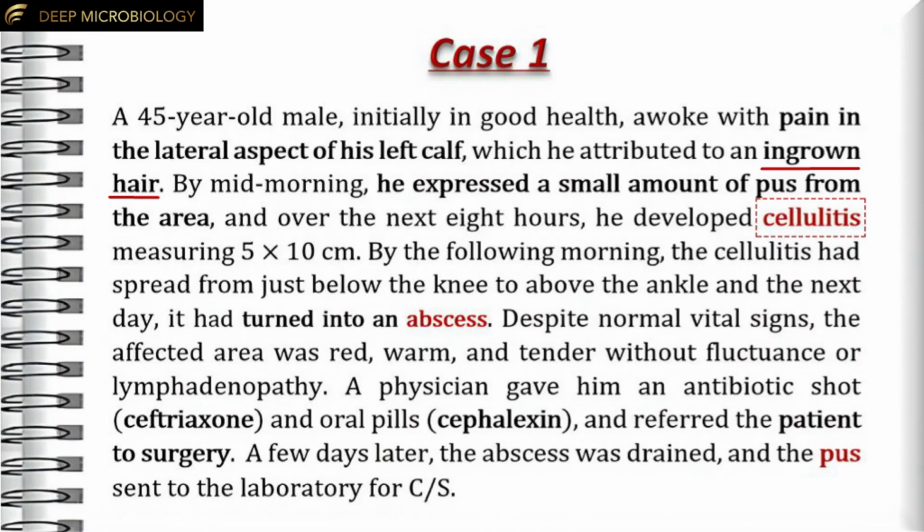By the following morning, the cellulitis had spread from just below the knee to above the ankle, and the next day, it had turned into an abscess. Despite normal vital signs, the affected area was red, warm, and tender without fluctuance or lymphadenopathy.